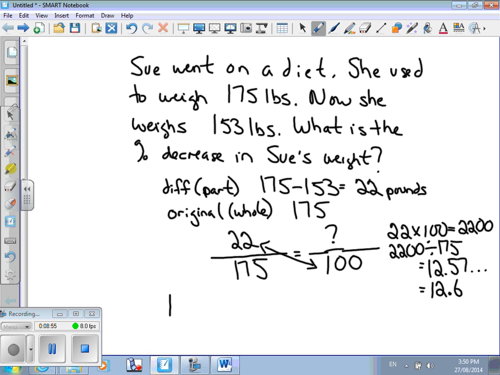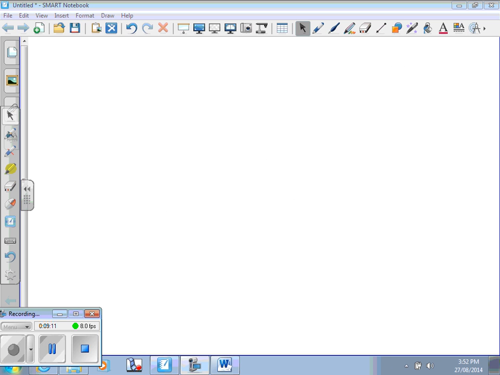So her weight decreased by 12.6%. Next, we're going to look at a slightly different type of percent change problem. Let me write the problem down first.